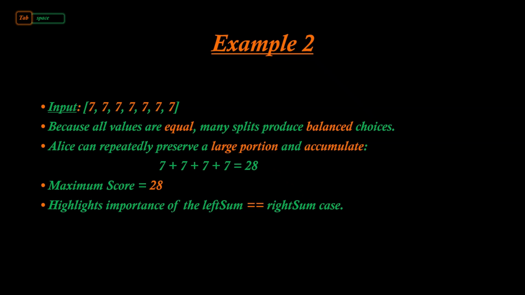The optimal strategy allows Alice to accumulate 7 plus 7 plus 7 plus 7. Therefore, the final answer is 28. This simple example is particularly useful because it demonstrates why the equal sum case must be handled separately.